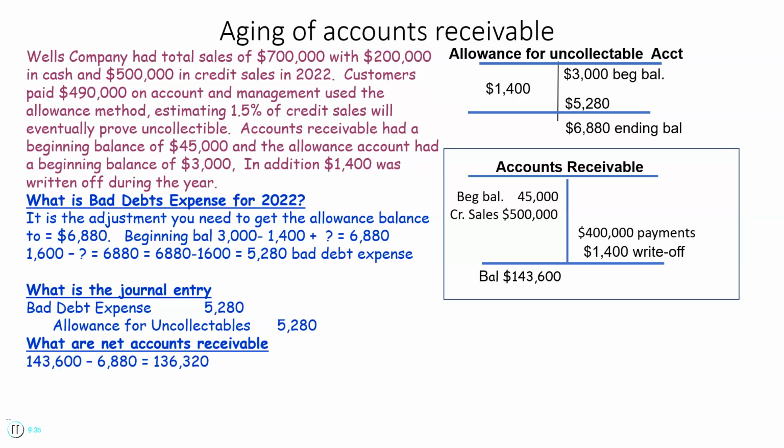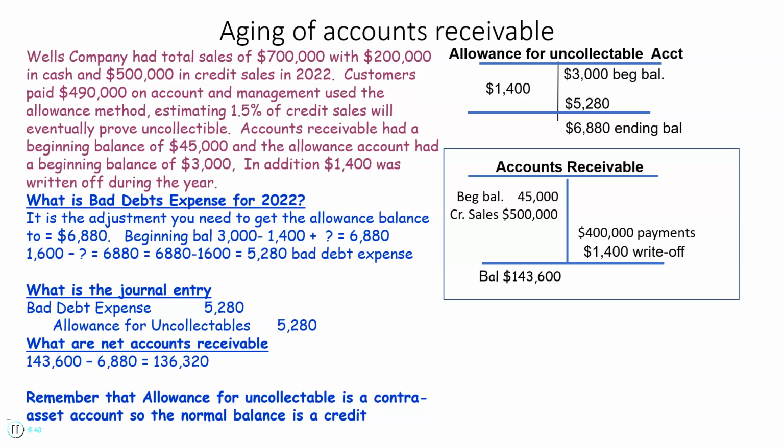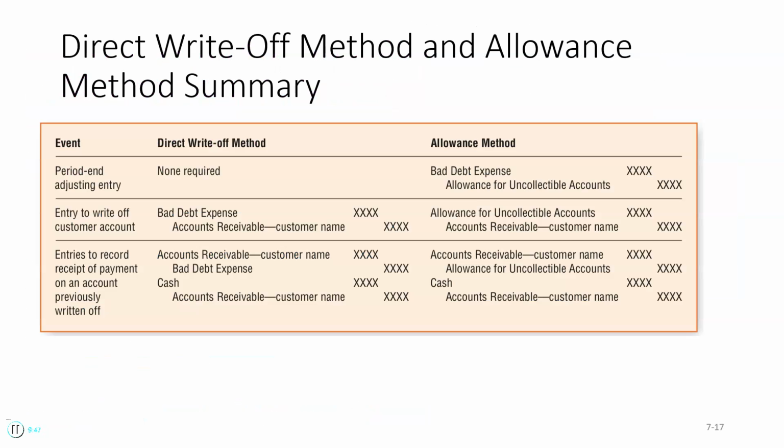Our net accounts receivable is 136,320. And remember that allowance for uncollectibles, again, is a contra asset account. So as a summary, if you do the direct write-off, you have no adjustment at the end of the period. You only write off when you actually have an entry, and it affects the income statement and the balance sheet. And when you get paid for something that's written off, you still have to reestablish it regardless of the method you use, and then record the payment.